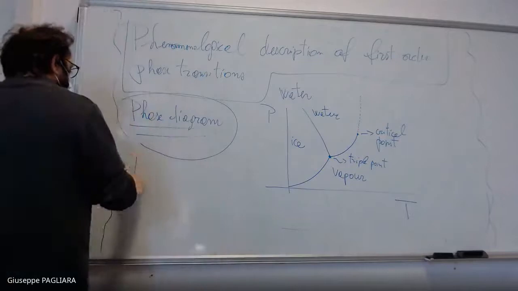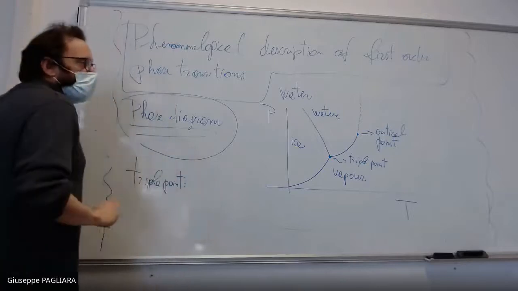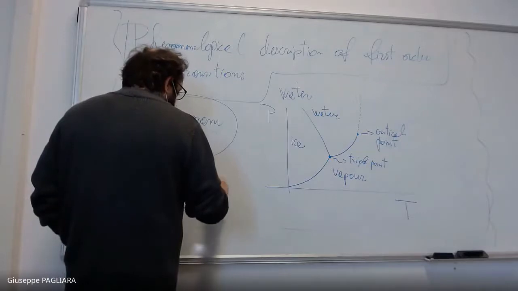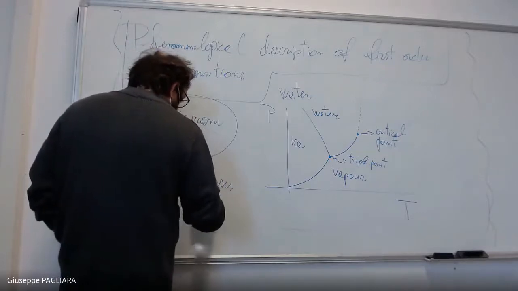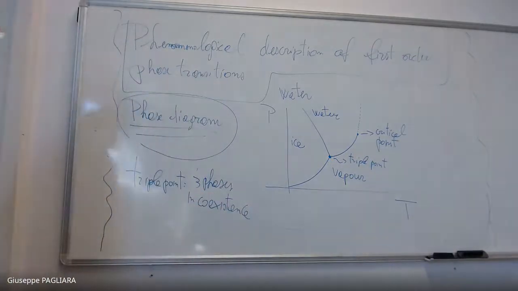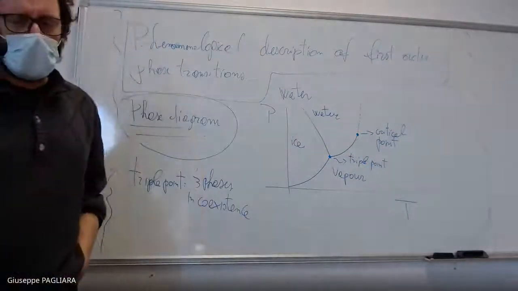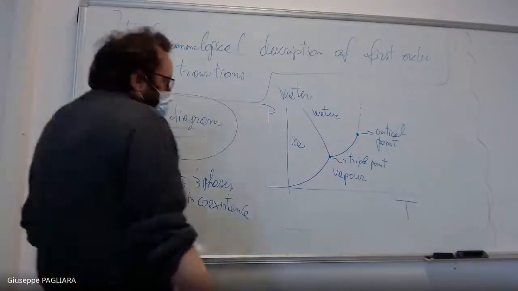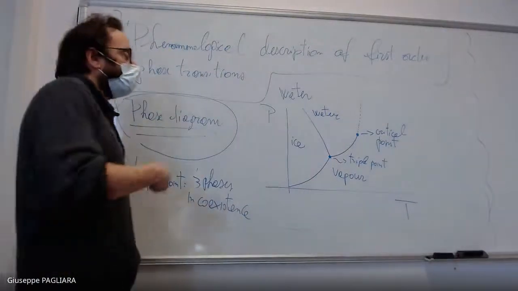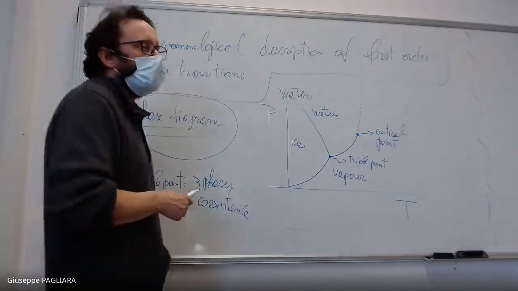Okay? The triple point means that those 3 phases are in coexistence. The critical point, basically, we will analyze this more deeply later. Basically, it's a point after which you cannot distinguish anymore what is water and what is vapor.